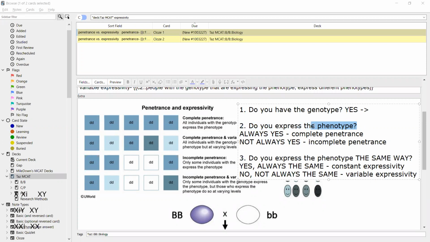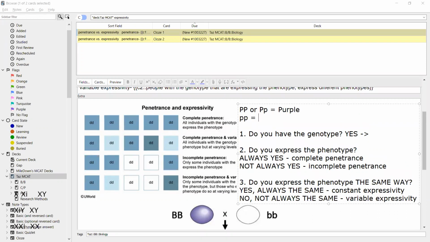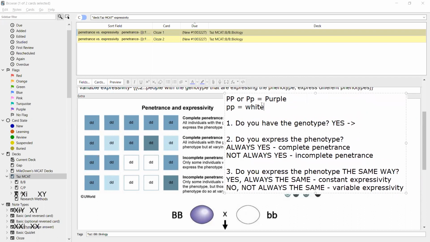So we're not actually talking about purple and white now. We're only talking about purple, because purple and white would be two different genotypes. Purple would be, I'll just use P, PP or big P, little p, right? Whereas white would be little p, little p. What we're talking about here is not between these two, but just a single genotype.